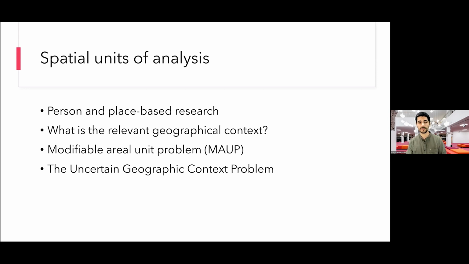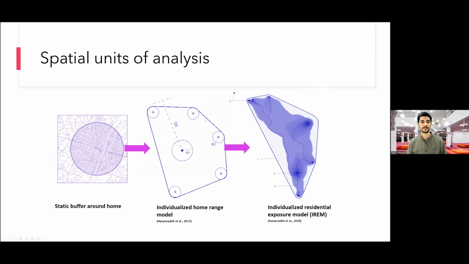There's also the problem of uncertain geographic context problem. So if you're looking at the relationship between a person's different aspects of life and, for example, how green their neighborhood is, depending on what unit you use, do you use that buffer or some kind of shape, some other kind of unit of analysis, it can affect your findings, and your findings can be biased. So that's another question I was trying to answer in my research. So this is the path I took during my research. As I said, before I joined the team, we were using these static buffers around people's homes.